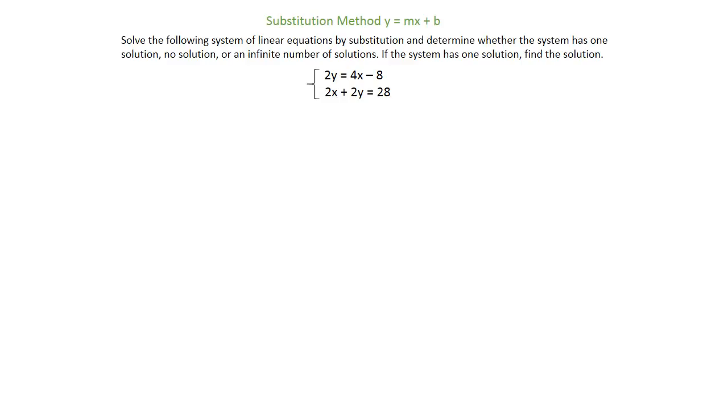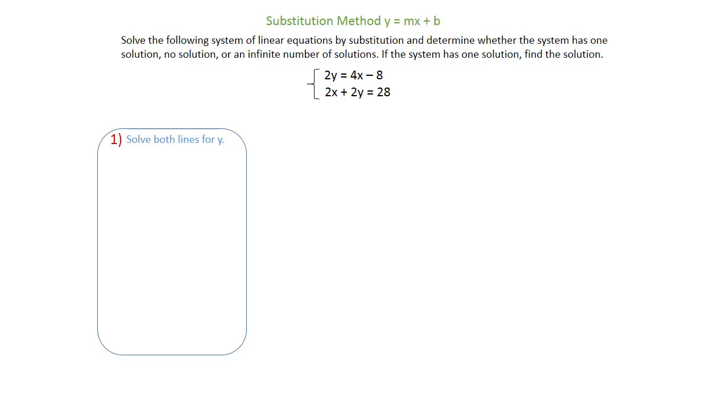In this example, we're going to use substitution to solve a system of equations algebraically. And we're going to think about the first step in terms of y equals mx plus b. So you can take both of those lines and solve them for y, and that'll give you two equations in the format y equals mx plus b.